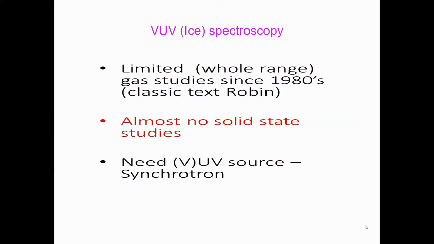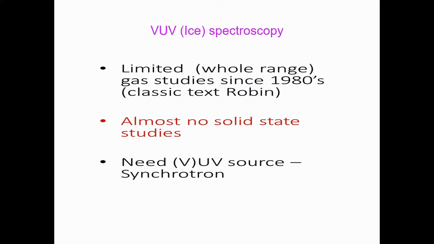The classic experiments were done in the 1980s, and there's a classic textbook called Robin, which published a summary of that in the late 1980s, early 1990s. And we kind of use it as our atlas. It's incredibly out of date, and somebody at some time really should sit down and rewrite it because of all the new data. The problem is that's all gas phase UV spectroscopy taken in laboratories up to a wavelength of about 200 nanometers.